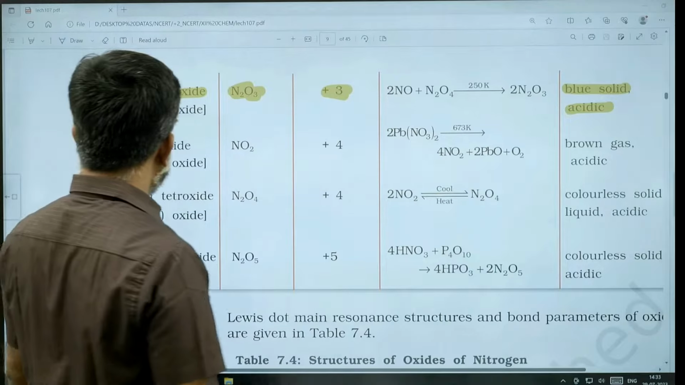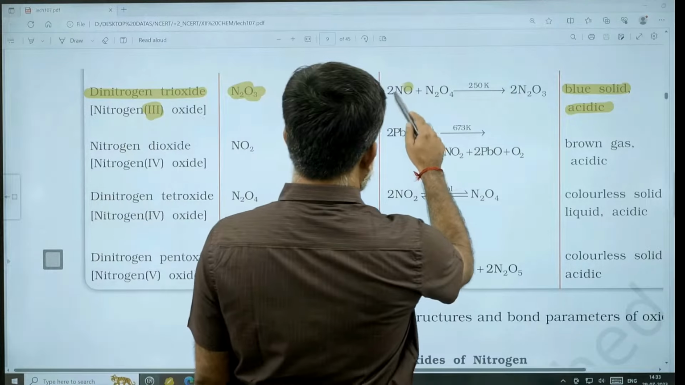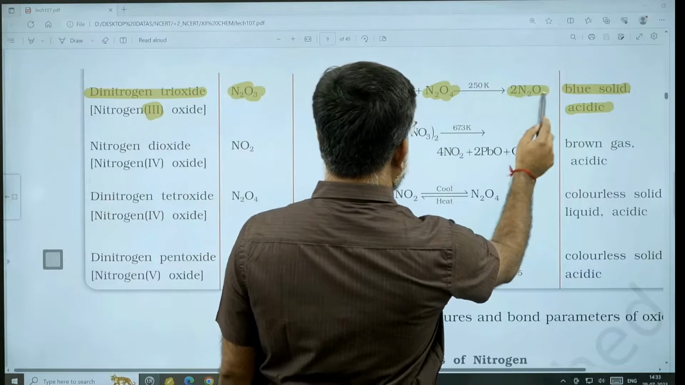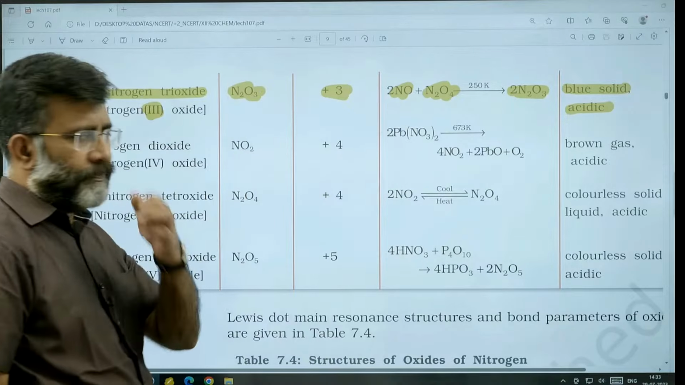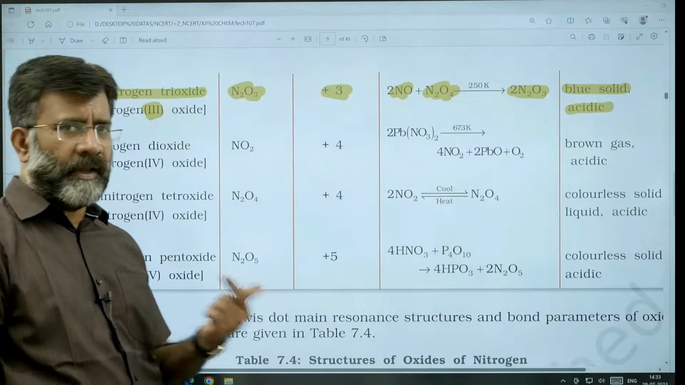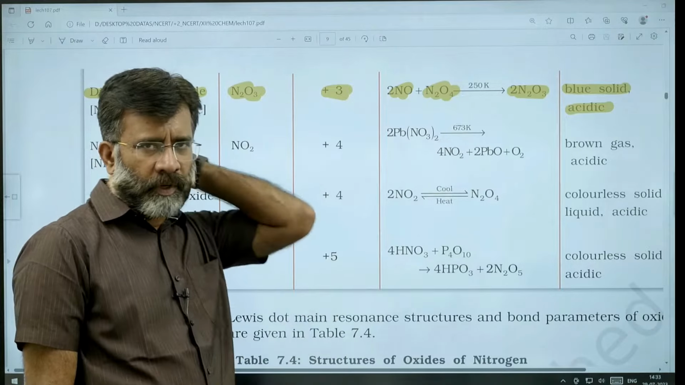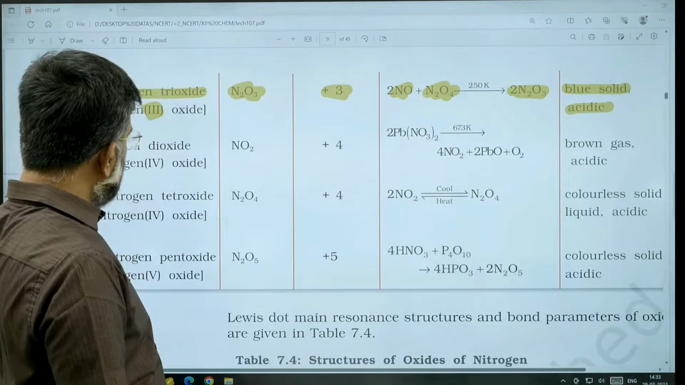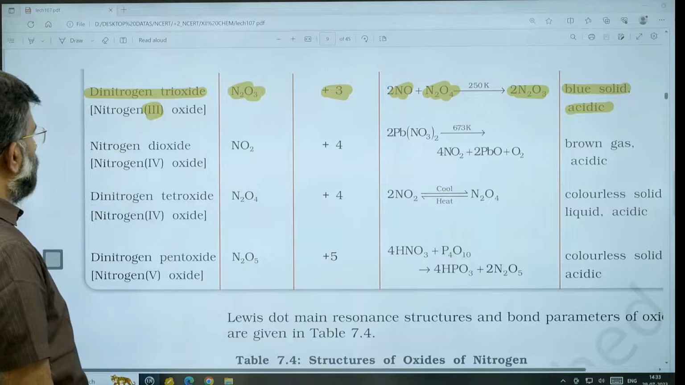Now, how do you get N2O3? By treating NO with N2O4, you are getting N2O3. NO reacting with NO2, or rather N2O4, you are getting N2O3. That is N2O3, dinitrogen trioxide.